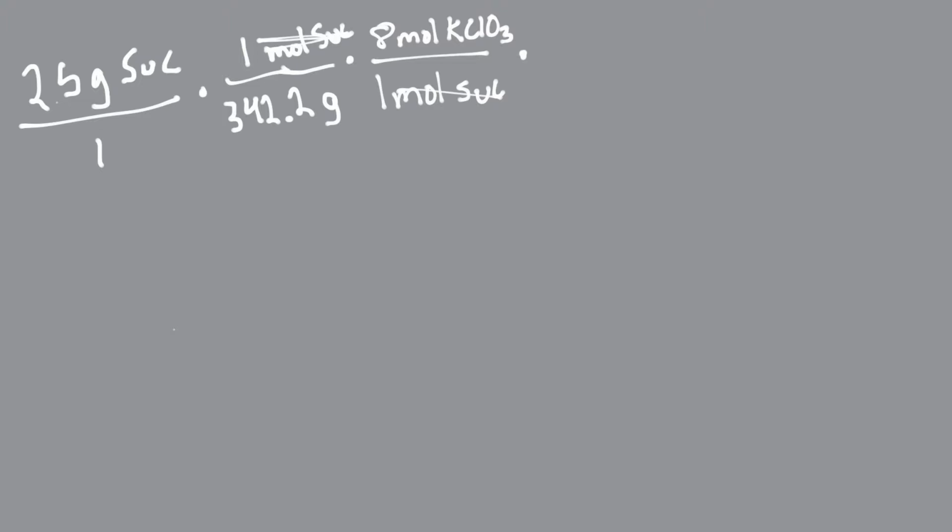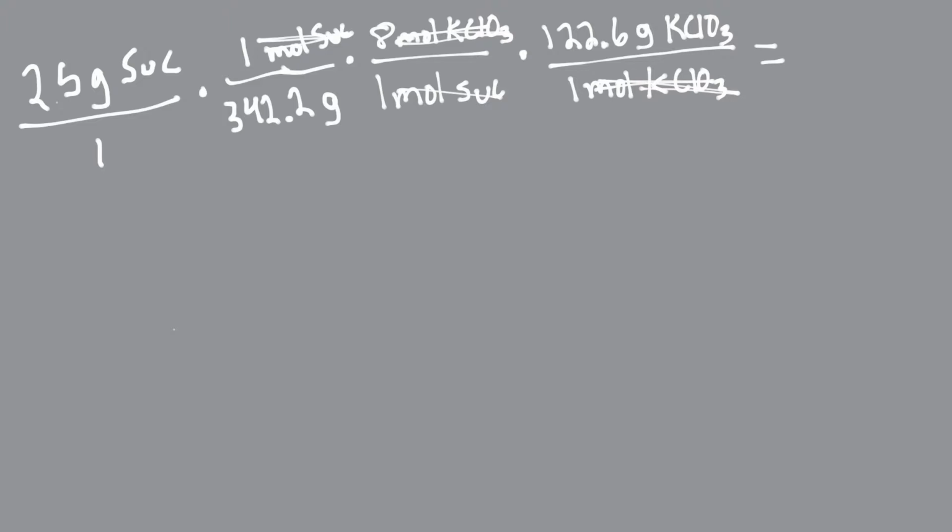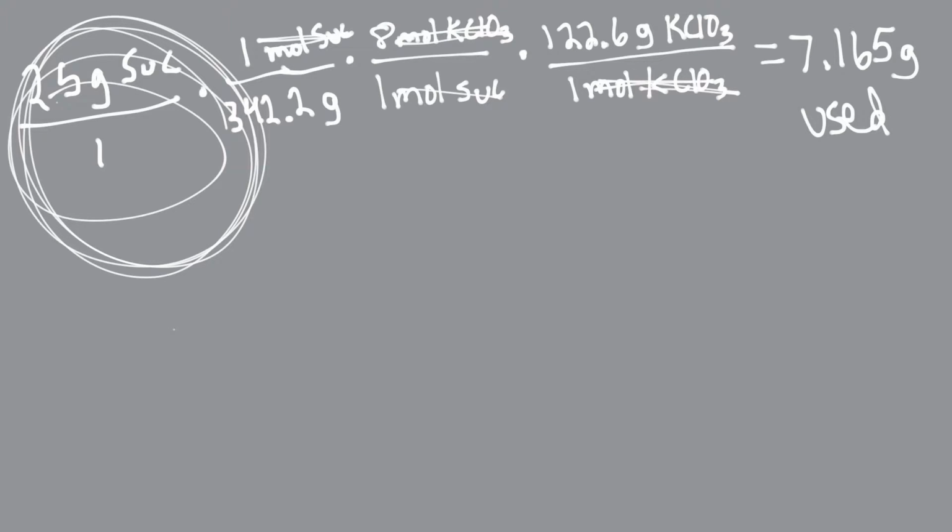Molar mass is 122.6 grams of KClO3 for 1 mole of KClO3. Go ahead and cancel out the moles of KClO3. You're good to go. The number you get is exactly 7.165 grams of KClO3. So that's how much is used, right? Because we're using that in relationship with this 25 grams of sucrose.